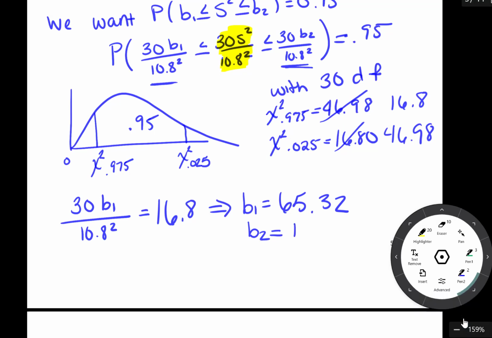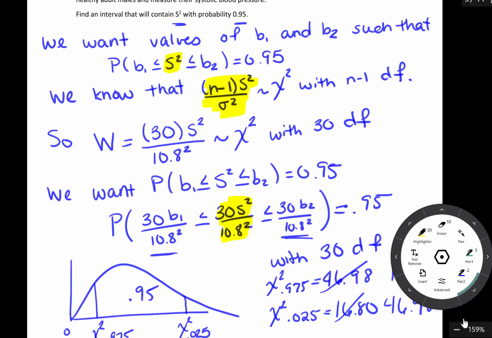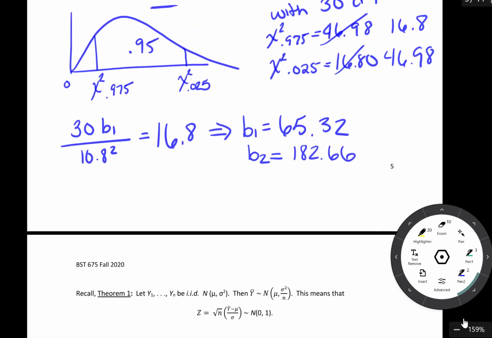And you would get 182.66. So this means that this is the interval that would contain S squared with probability 0.95. And so again, the big idea is you start out with the probability statement using the statistic that you want here, but then we have to manipulate it to something that we know the distribution of, which is what we did here.